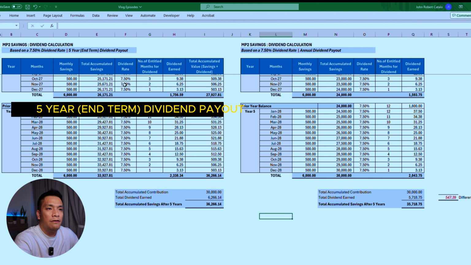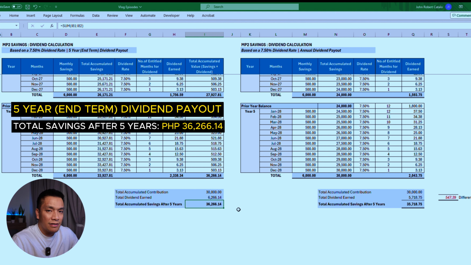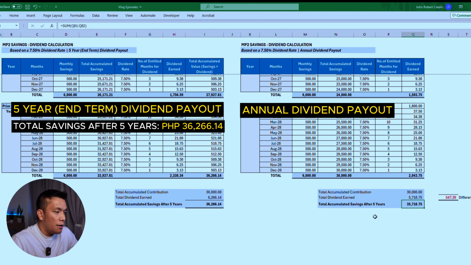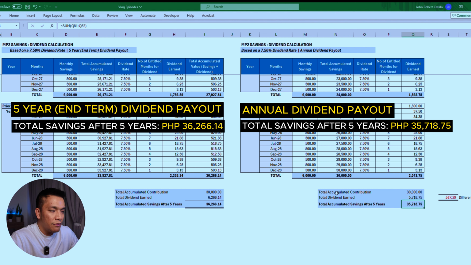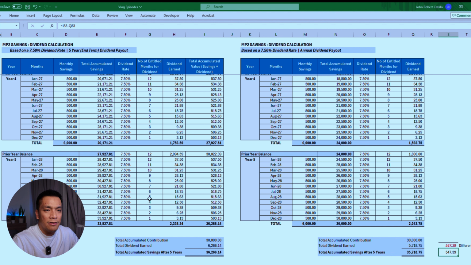So, with the 5-year dividend payout option, ang total accumulated value mo after 5 years ay 36,266.14. While sa annual dividend payout naman, you have a total accumulated value or accumulated savings of 35,718.75. So, with a difference of 547.39. So, yun. Now you have an idea on the difference between the two options of annual dividend payout and 5-year end term. So, yan yung kakalabasan ng 500 na monthly contribution natin for 5 years.